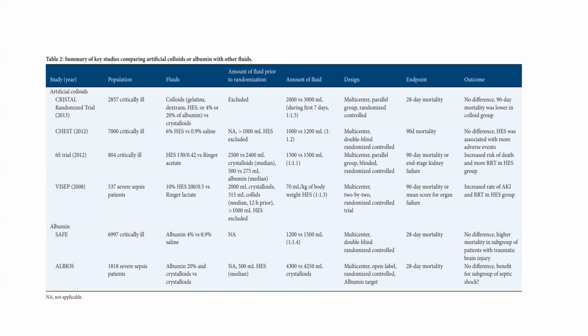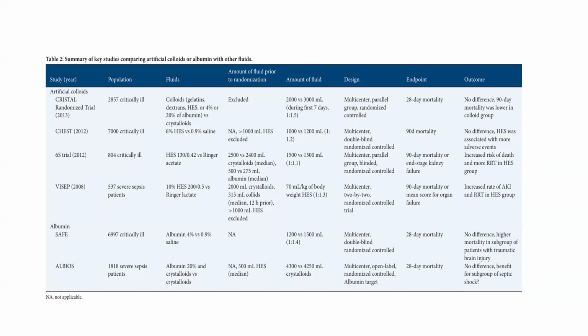Then there is the 6S trial, which was published in 2012, which compared hydroxyethyl starch and Ringer's lactate, and showed an increased risk of death and more RRT in the hydroxyethyl starch group. Then the VISEP trial was published in 2008, which compared 10% hydroxyethyl starch versus Ringer's lactate, and it showed an increased rate of AKI and RRT with hydroxyethyl starch.